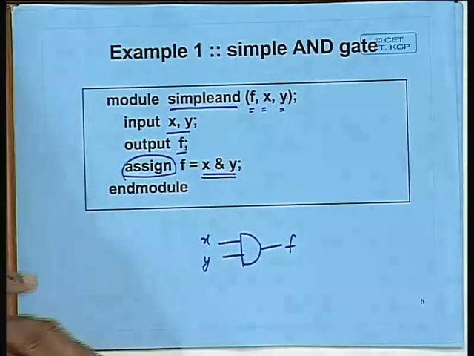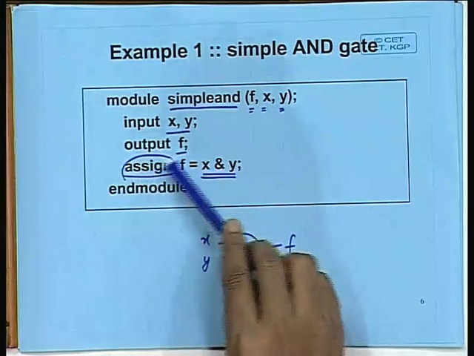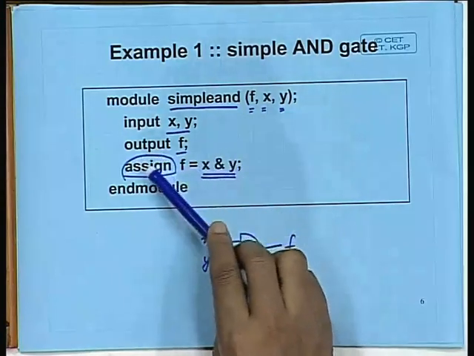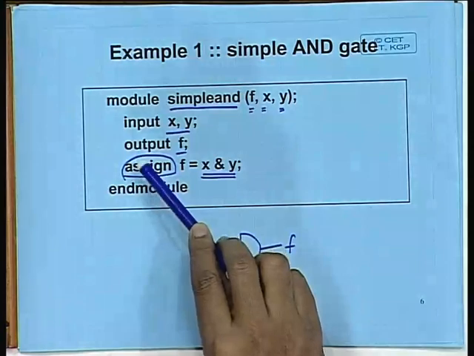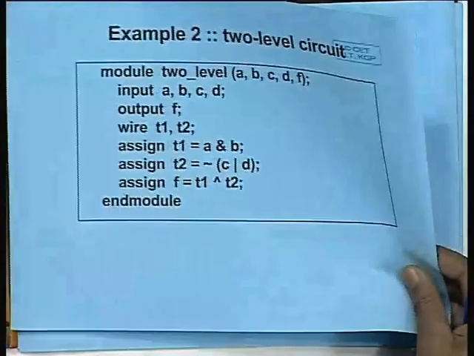Okay, simple. What if we don't write assign? Now, after assign you will have to write something, otherwise it will give an error, a syntax error. There are different ways of doing it, I will show you. This assign is one way of making the assignment, there are some other ways also, we will see them later.